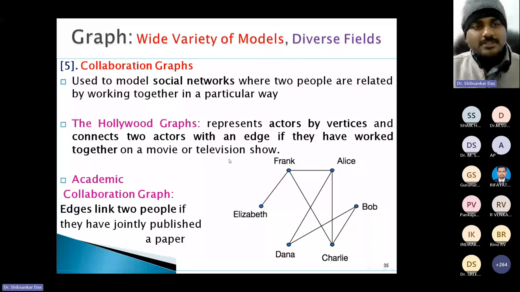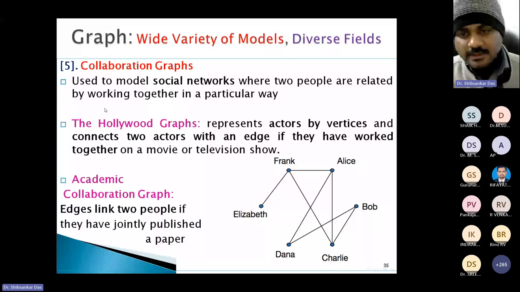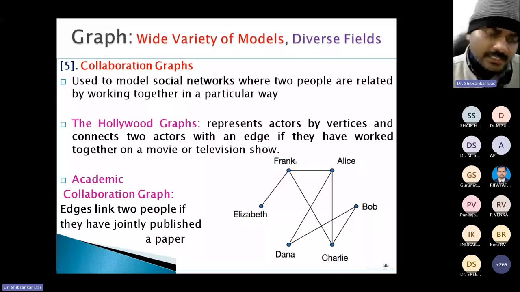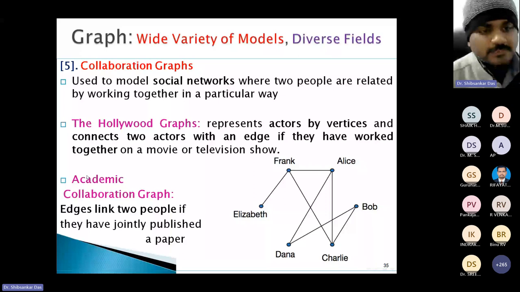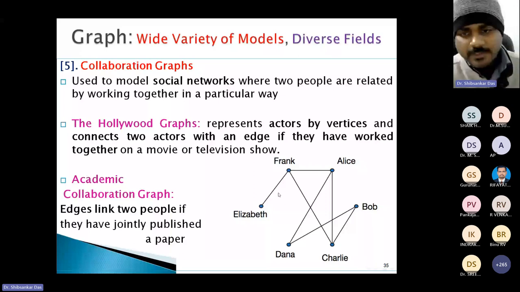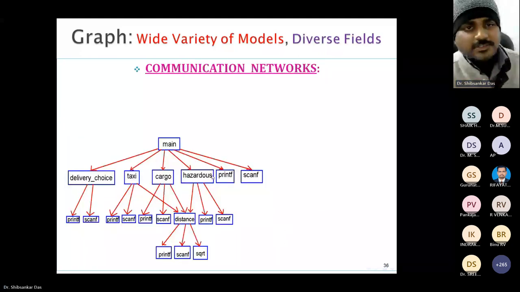Next is the collaboration graph, part of social networks, used to model where two people work together in a particular way. For example, the Hollywood graph: if two people are working on the same project, this is represented by an edge. Similarly, in another field, the academic collaboration graph: if two people jointly work and publish a paper, then there is an edge.